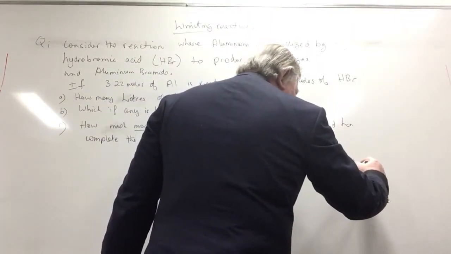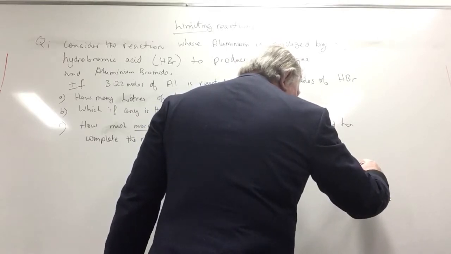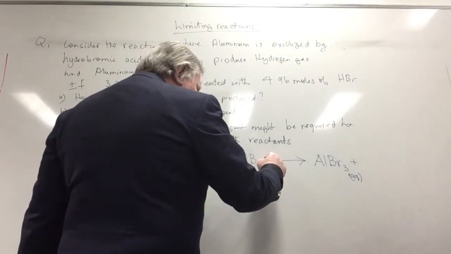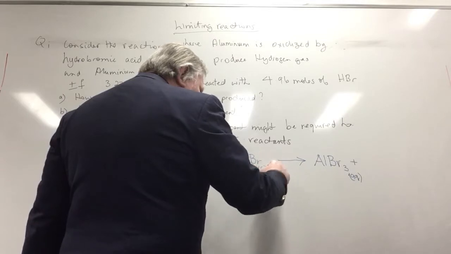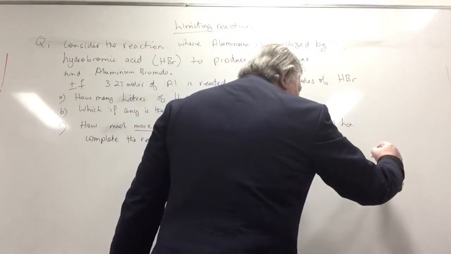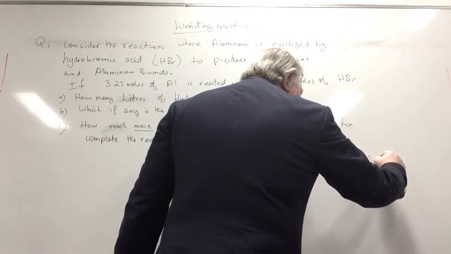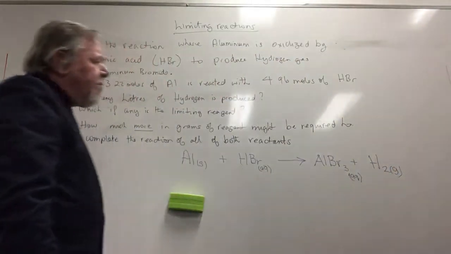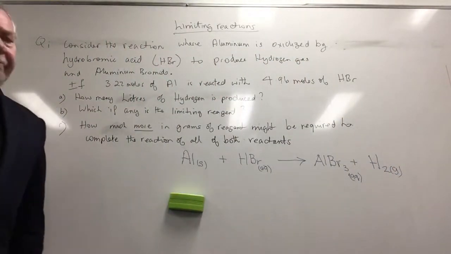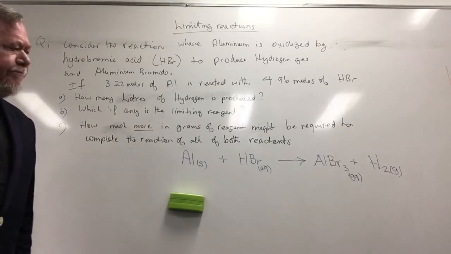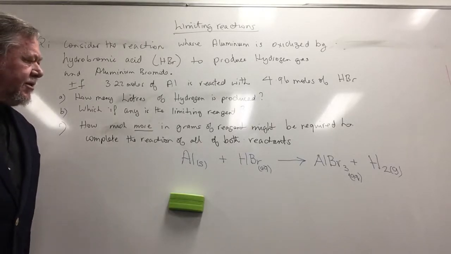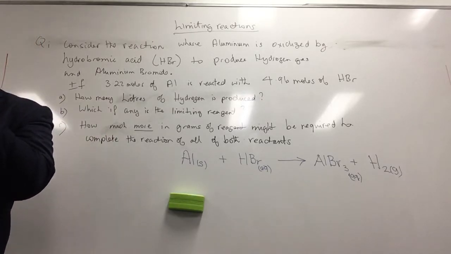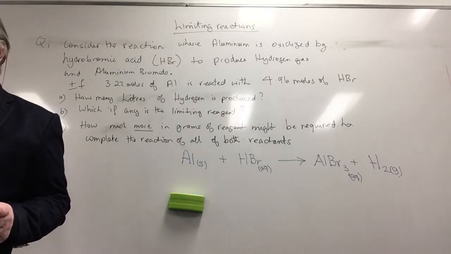So aluminium bromide will be an aqueous solution. Hydrobromic acid, also an aqueous solution. And as a result of that, we're going to end up with aluminium bromide and hydrogen, which is a gas. Okay. Now, the first thing you need to do is balance this equation so that you can work out the mole ratio.